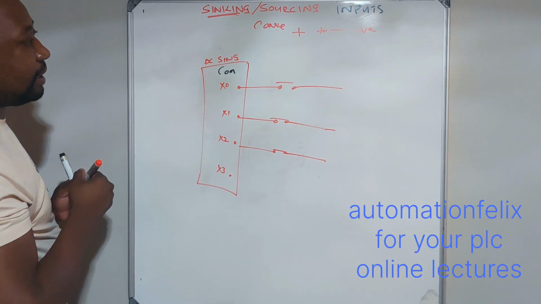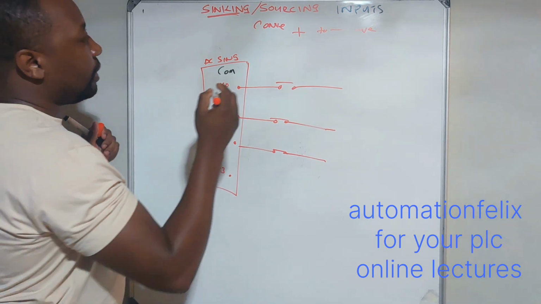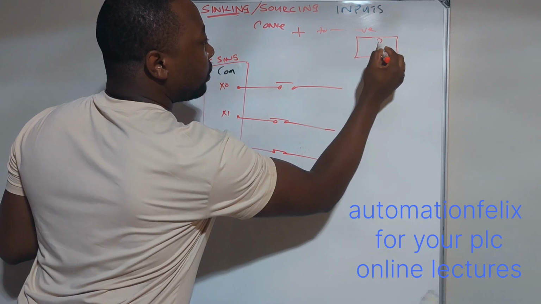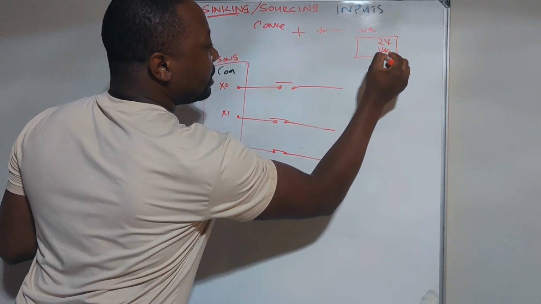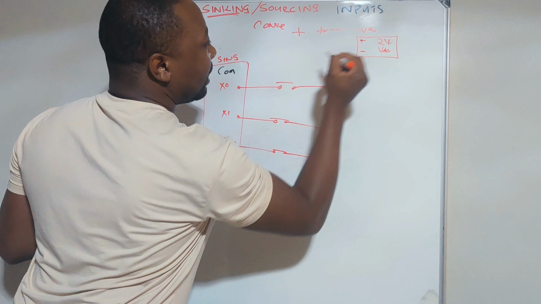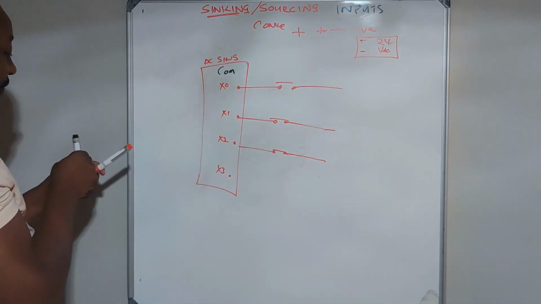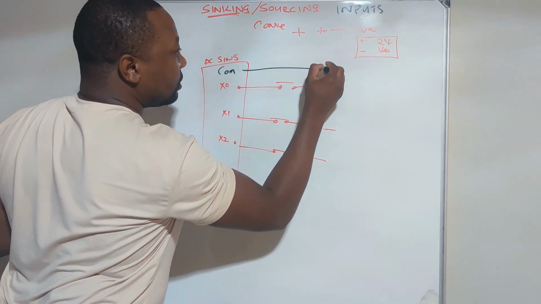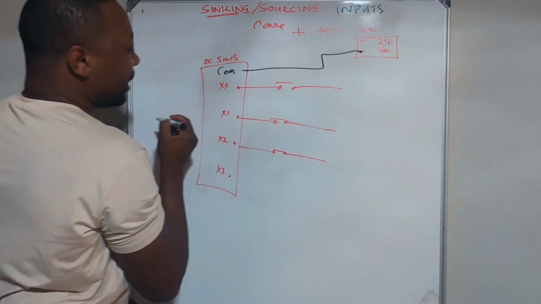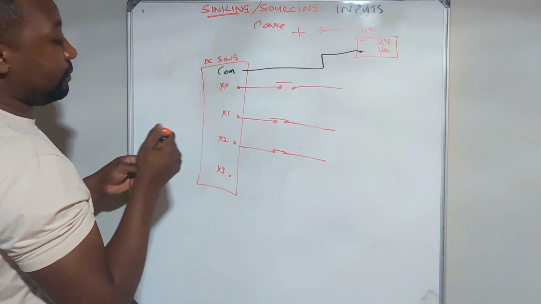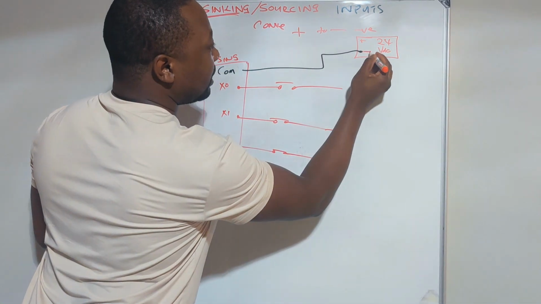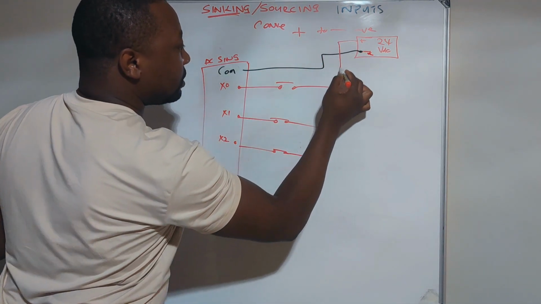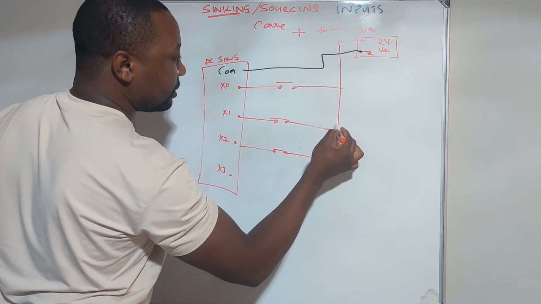What it means is when you're wiring this, you have your power supply here. This is our power supply, 24 VDC, plus and minus. That's our power supply. So you wire your common like this. Then your common goes to the minus. That is the negative, the minus there. And then the plus comes like this.